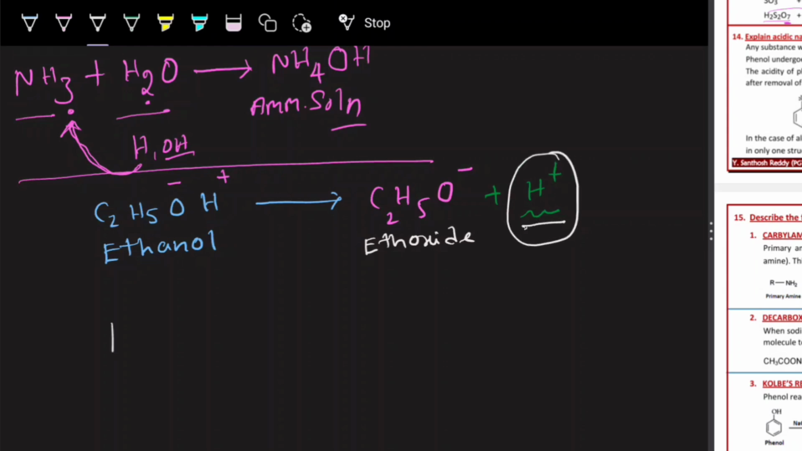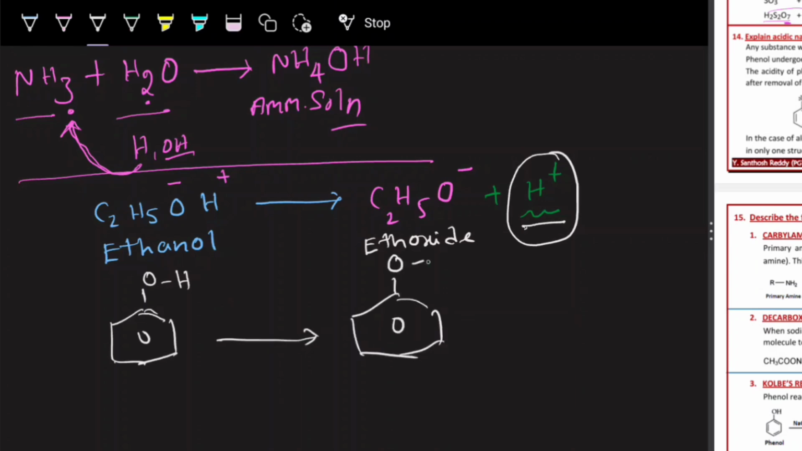And similarly, let's take phenol. Phenol OH gives O minus and H plus. Since phenol also can release H plus ions, it can also act as an acid. Phenol also has acidic character.